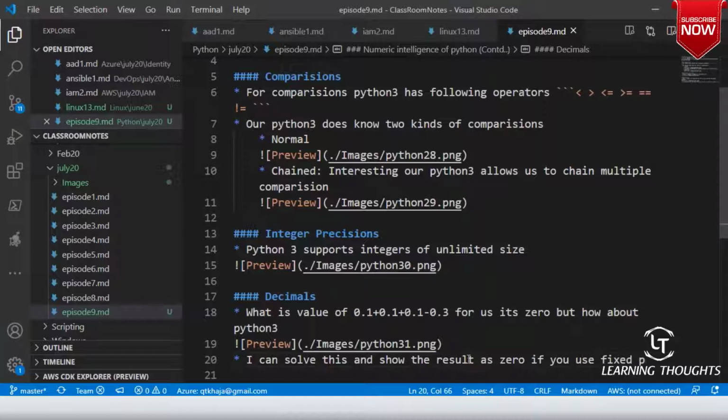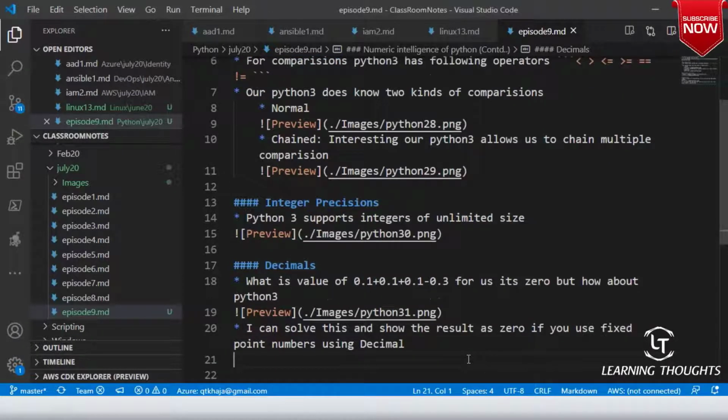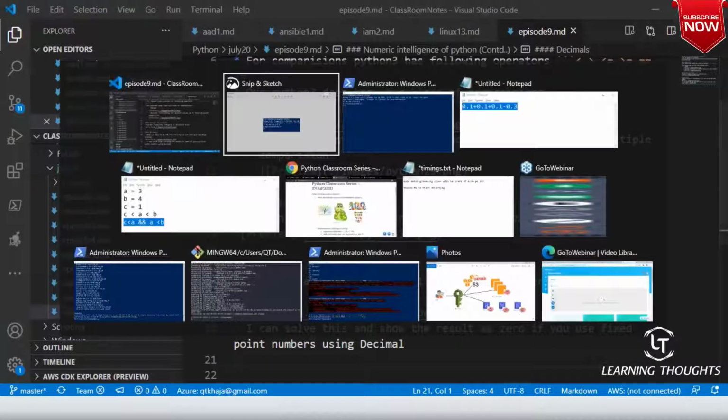fixed point, decimal fixed point numbers. Okay, fixed point numbers in Python are available using decimal. Using what? Decimal. Now what is this decimal? Python comes with some special powers.